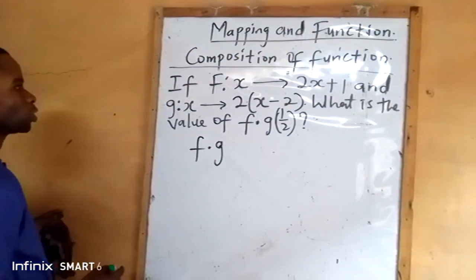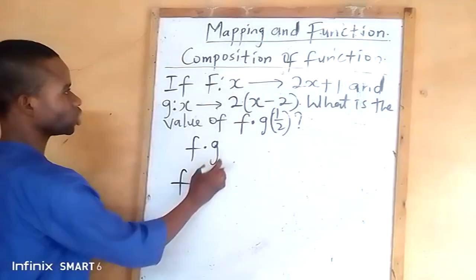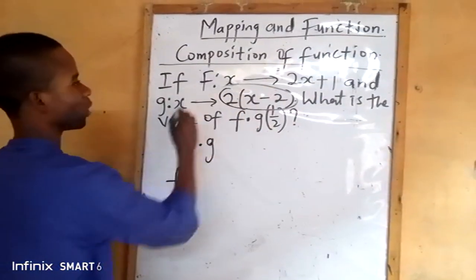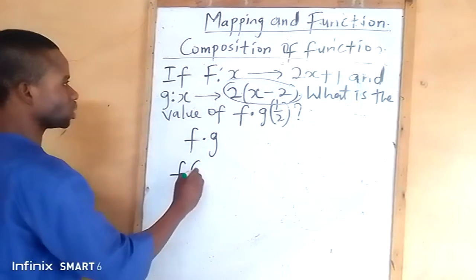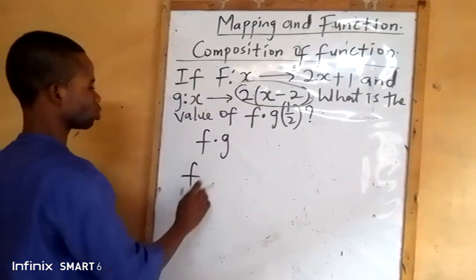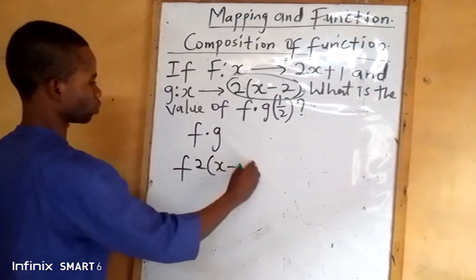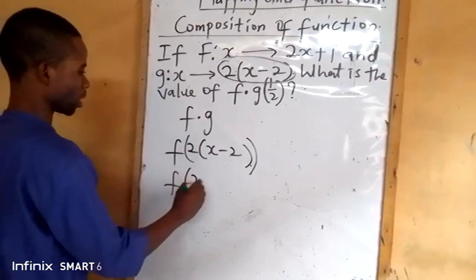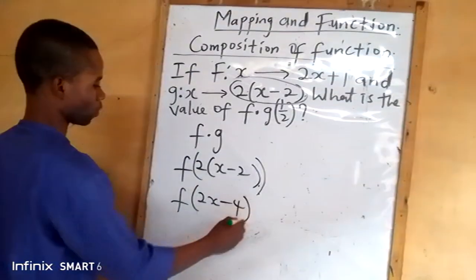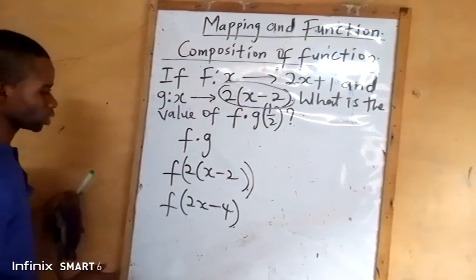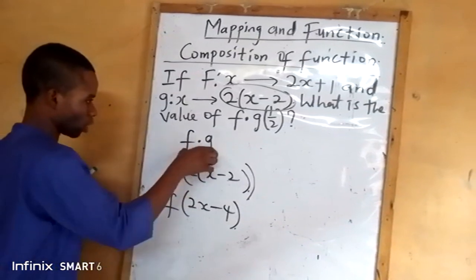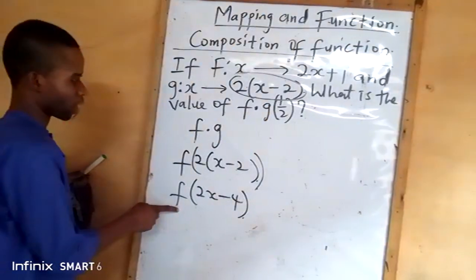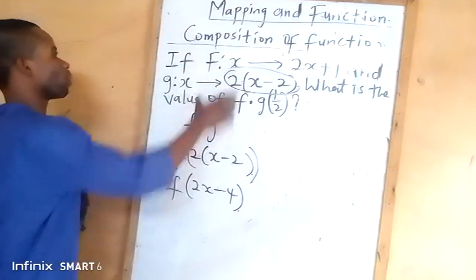F of g, according to what we see, that means f, what is g? You follow this, what is g? Our g is this, that means f of g, and g is 2 open bracket x minus 2. And what's that? That means 2 times x, 2x, 2 times 2, 4. That is 2x minus 4. Now, when you follow this, that means f of g now. Substituting g, this one is now standing in the form of f of x.